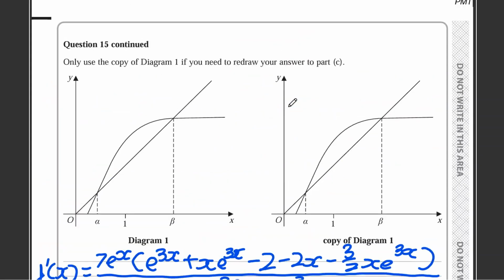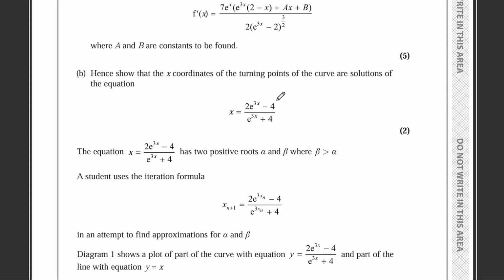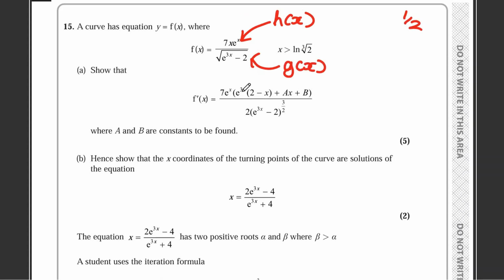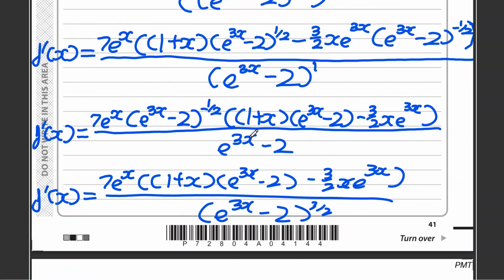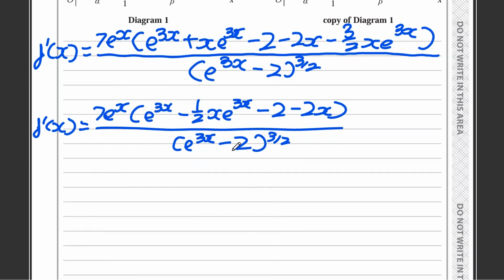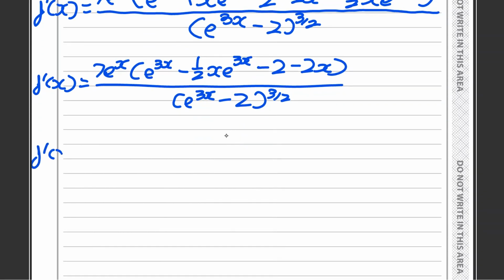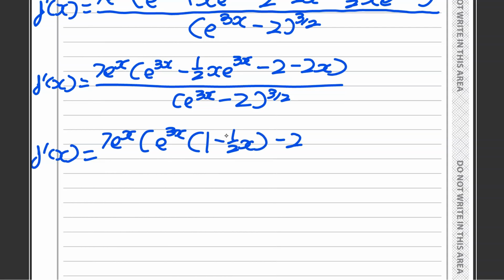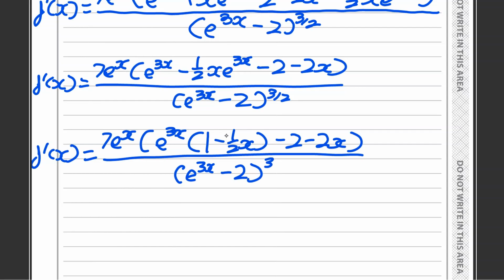Now if we look at what we need in the final answer, in this numerator we have factorized out e to the power of 3x. Now you can see here that we have e to the power of 3x minus half x e to the power of 3x. So we can factorize this out. Right, this is f dash of x is equal to 7e to the power of x, and then if we factorize out e to the power of 3x, this is going to be 1 minus half x minus 2x over e to the power of 3x minus 2 to the power of 3 over 2.